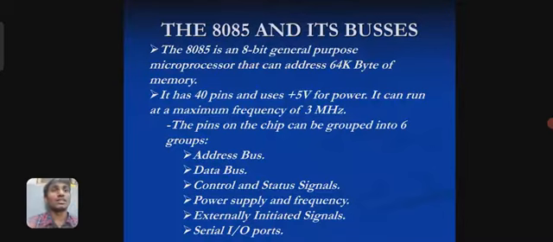So, the 8085 and its buses. The 8085 is an 8-bit general purpose microprocessor that can address 64 KB of memory. So the maximum is 64 KB, and it has 40 pins, uses a 5 volt power supply, and can run at a maximum frequency of 3 megahertz. The pins of the chip can be grouped into 6 groups: address bus, data bus, control and status signals, power supply and frequency, externally initiated signals, and serial input and output ports. So these 40 pins are classified into the following parts.